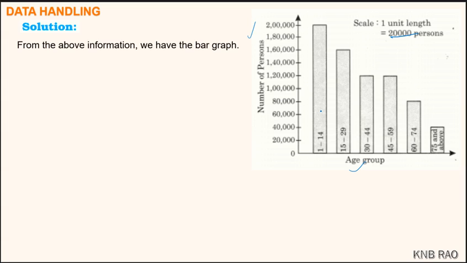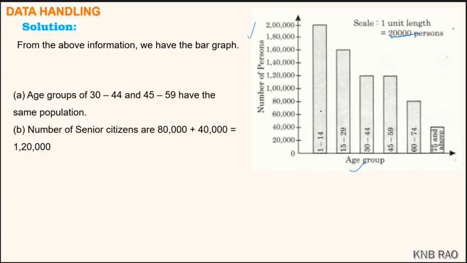So, as I have already discussed with you, you need to first find the height of the bars to be raised. Here, the age groups of 30 to 44 and 45 to 59 have the same population, that is 1,20,000, and the number of senior citizens is 1,20,000 because 80,000 plus 40,000 together. So, with this I have completed exercise 9.4 as well as this chapter.